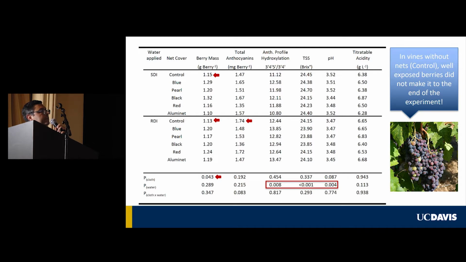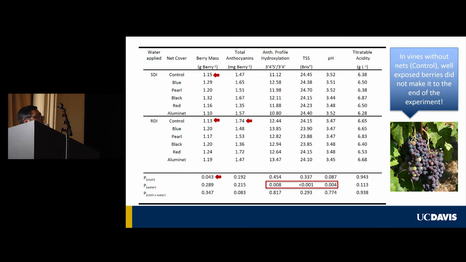In vines without nets, the control, although we sprawled the shoots on the west side, the afternoon side of the canopy, did not make it to the end of the experiment. More importantly, we had this phenomenon with aluminate, where we lost about 20% of the yield. Interesting thing that happened with the anthocyanin profiles: we are able to change the hydroxylation pattern. When you look at the control under grower practices, which received about 65% of crop evapotranspiration from fruit set to harvest, we have very little trihydroxylated composition in the anthocyanins.